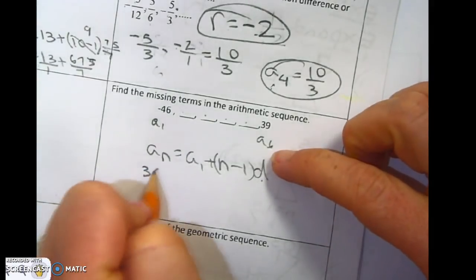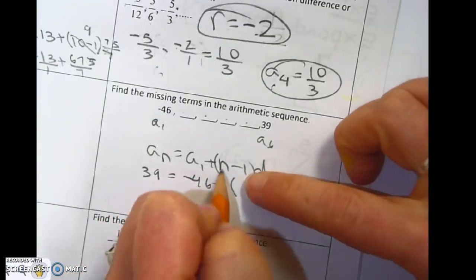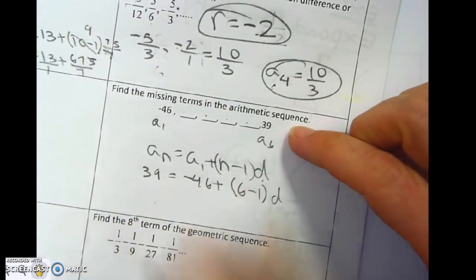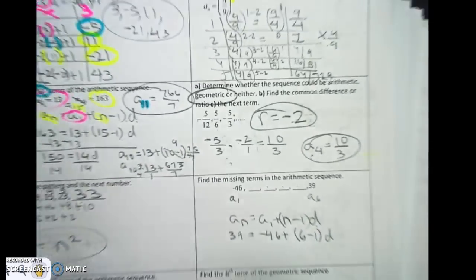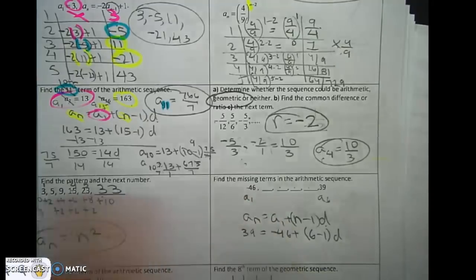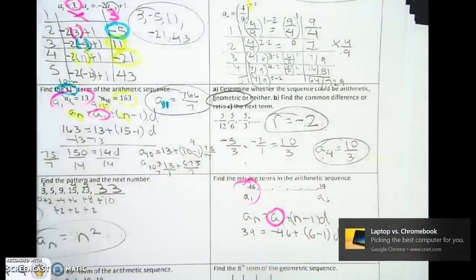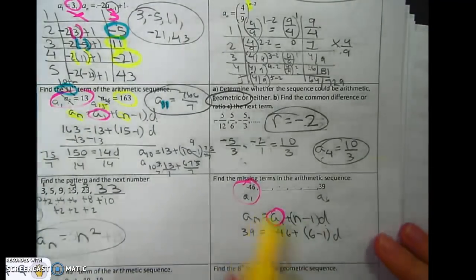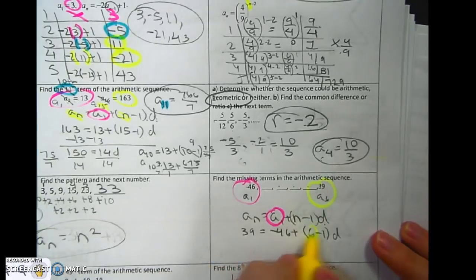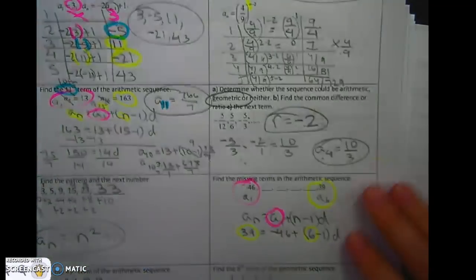So my a sub 6 is 39 equals my first term plus I'm using my sixth term, and I'm trying to figure out my pattern. To bring it back to what we did in this previous one over here, to show you the similarities, we took the a sub 1, and it went right there, just like we have there. And then we took the sixth term, which we wrote right here and right there, which also matches that. Okay? All right, now I'm just going to solve it.